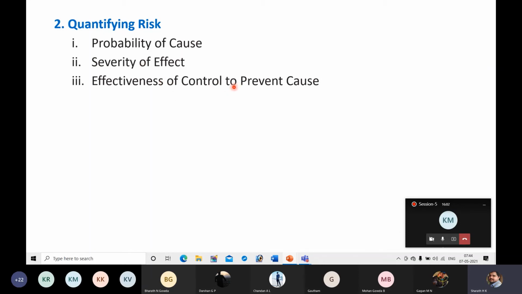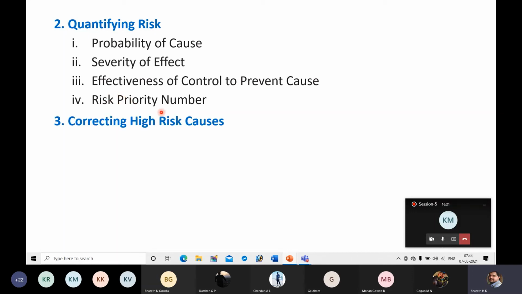Next, effectiveness of control to prevent cause. Next, risk priority number. Considering occurrence, severity and its detection, we can find the risk priority number. If you multiply occurrence, severity and detection, you will get the risk priority number. Okay, next. So after quantifying risk, that means there are many reasons for a failure.